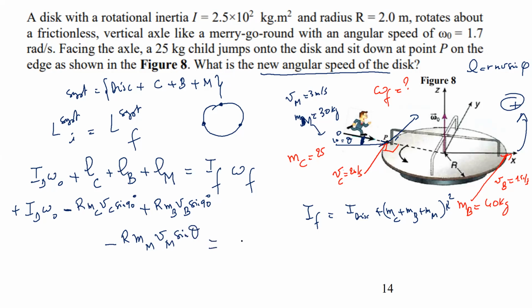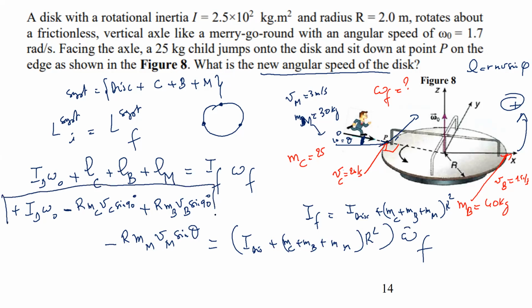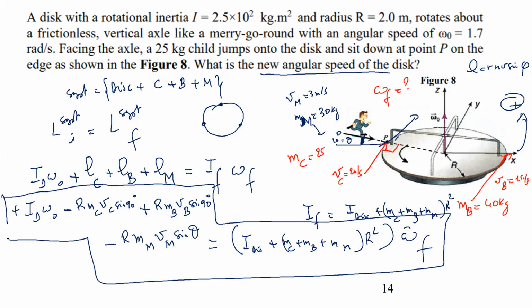And this will be equal to I disk plus M C, M B, M M, R squared, multiplied by omega final. So the only unknown is omega final. Now my equation is this. I know everything. The only unknown is omega final.